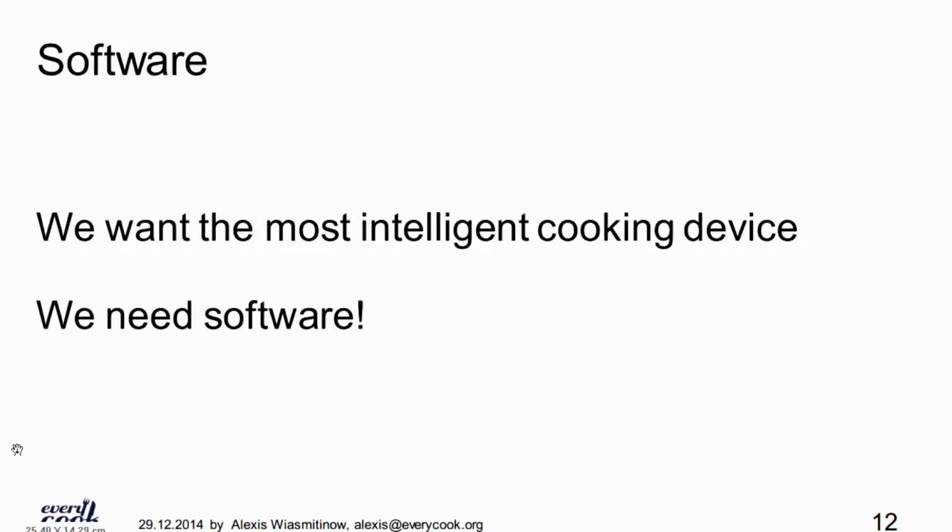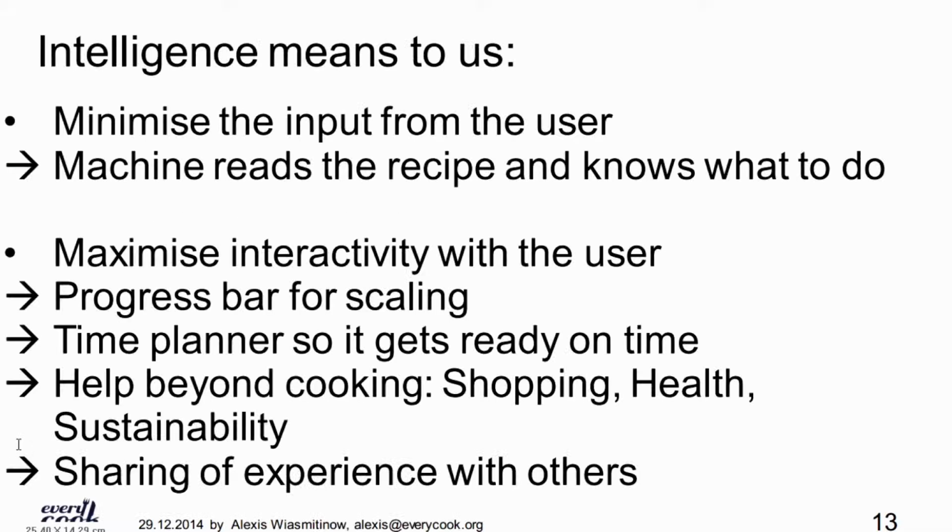So to make it intelligent, of course, we need software inside. Intelligence means for us, on one hand, minimize the input from the user as much. If the software can anticipate something, we would like to do it. Of course, there will always be a manual mode where you can override it, but if you do 10 or 100 times the same thing, it's useful if the software knows already what you want to do.